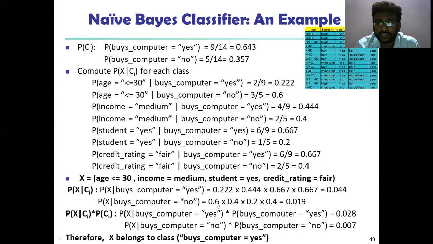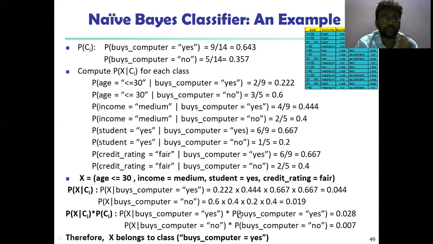Like this, you will calculate the probability of X given buys computer no. You'll get 0.6, 0.4, 0.2, 0.4. Here the 0.6 refers to age less than 30 with a no, and the 0.4 refers to income medium with a no. And the 0.2 is for student no, and 0.4 is for credit rating fair with a no. So we got the full count of buys computer for yes and for no. The values are 0.044 and 0.019.